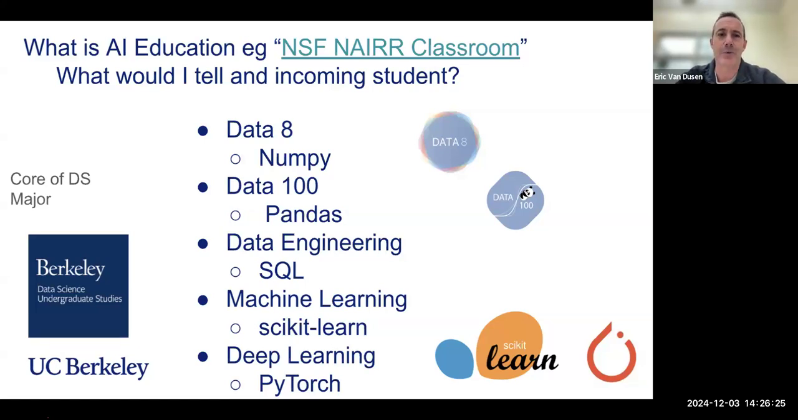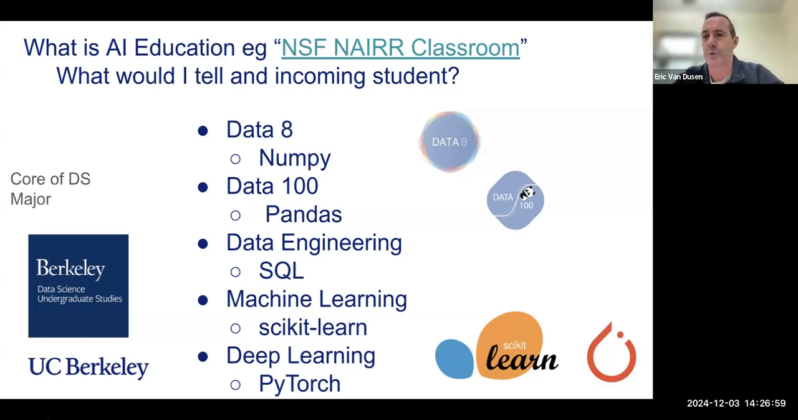And so early on, I said, well, what does it take to get an undergrad student to be able to do computing in AI? One answer I would give to an incoming student who wanted to do AI is, start with Data 8. You're going to learn Jupyter Notebooks and how to use NumPy, one of the main Python packages for vectors. And then go to Data 100 and learn pandas. And then go to Data Engineering, Data 101, and learn SQL and databases. And then from there, you're ready to take a machine learning class.